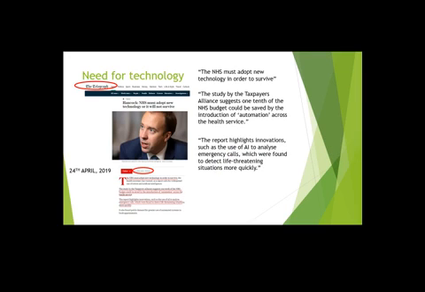He mentioned that there was a study by the Taxpayers Alliance which suggests about one tenth of the budget should be used for the introduction of automation services across the NHS. Also, the report highlighted the need for AI to analyze even emergency calls or life threatening situations.